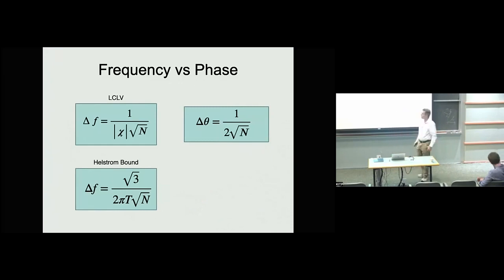Now for frequency versus phase: for what I already said, phase estimation goes as 1 over 2 root n. Now we have a liquid crystal light valve, 1 over chi root n, but generally speaking, the Hellstrom bound is root 3 over 2 pi root n. But there are situations in which I'm going to show you that this liquid crystal light valve can be really, really valuable.